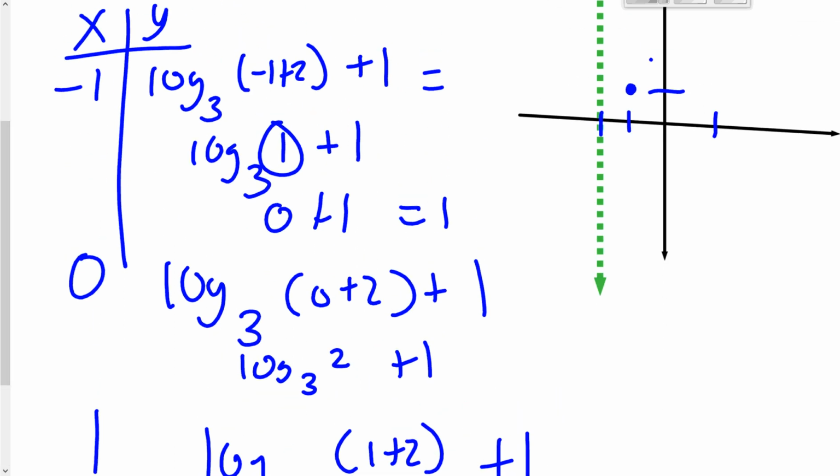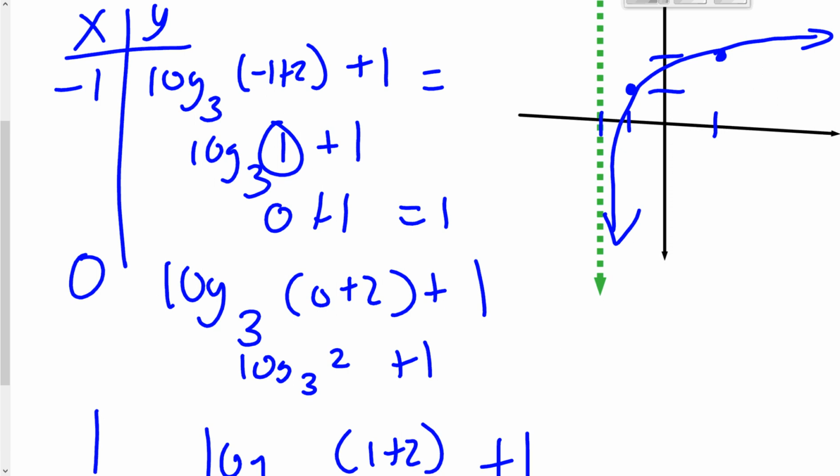So go over 1, go up 2. We have our second point, and now we can graph it. Keeps going up. Okay, so there's our graph. So what you might notice is that you can keep on plugging in x's till you actually find ones that you can find the log of, right? You can keep doing that. That's fine. That works for you.